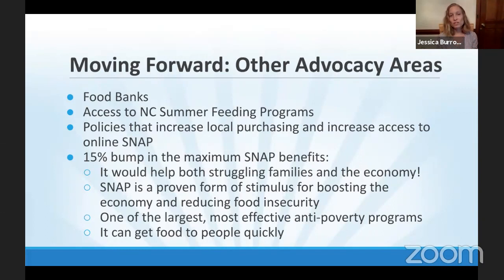So we're asking for a 15% bump in the maximum and arguing that it would help both struggling families and the economy. SNAP is a proven form of stimulus for boosting the economy and reducing food insecurity. It is one of the largest, most effective anti-poverty programs and can get food to people quickly.